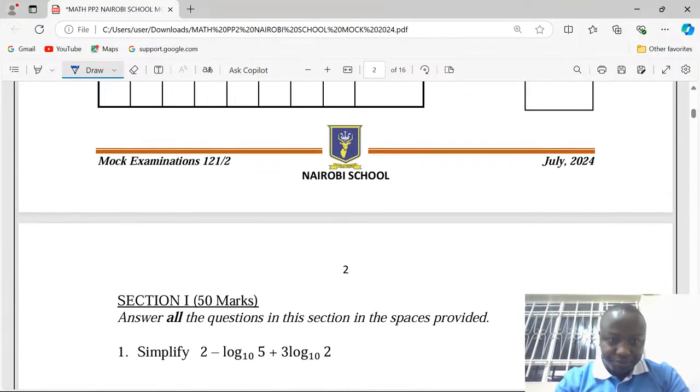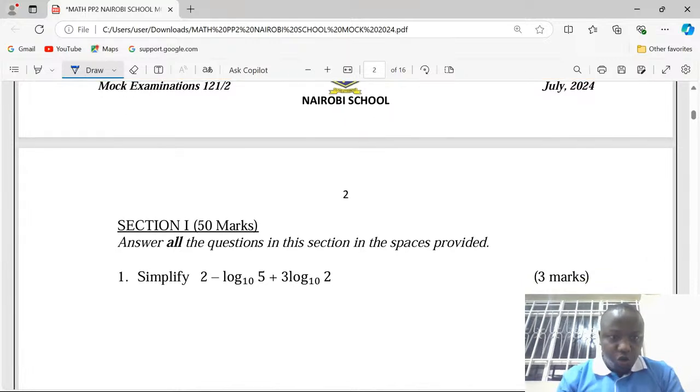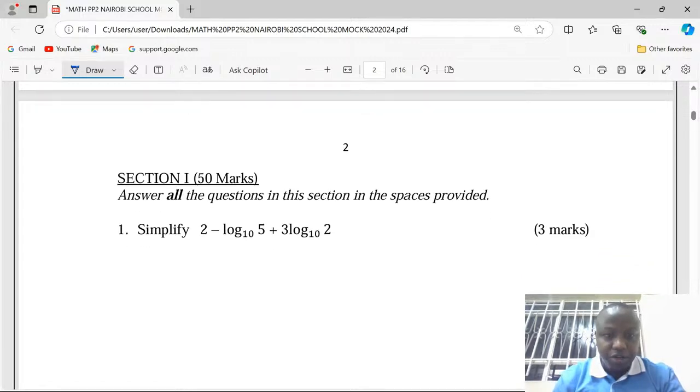Question 1. In section 1, the first 50 marks, the instructions are: answer all the questions in the section in the spaces provided. The first question: simplify 2 minus the log of 5 to base 10 plus 3 log to base 10 of 2.